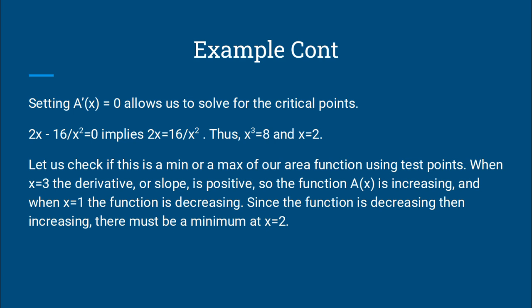So when x is 3, to the right of 2, the derivative is positive, so the area function is increasing. And when x is 1, left of 2, the function is decreasing. Since the function is decreasing then increasing, there must be a minimum at x equals 2.